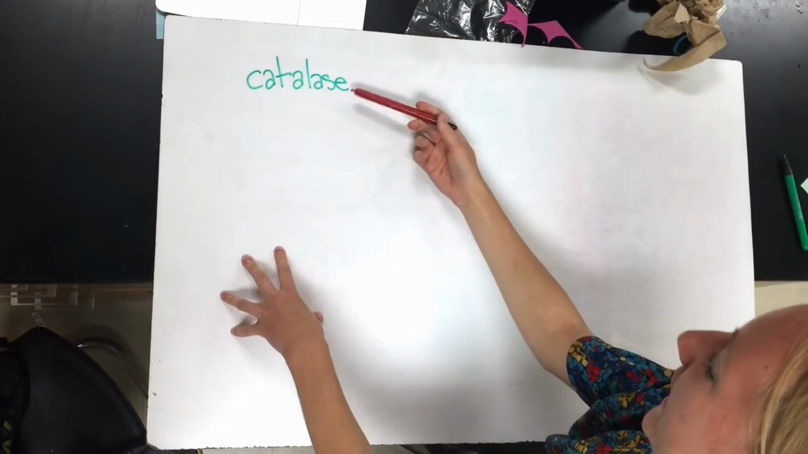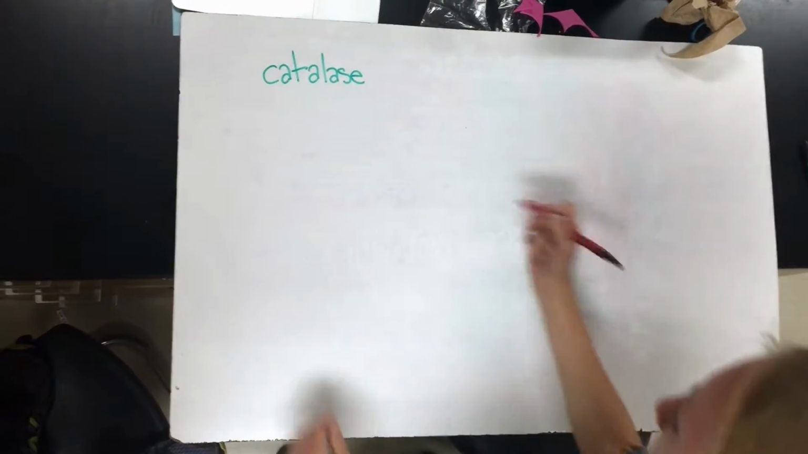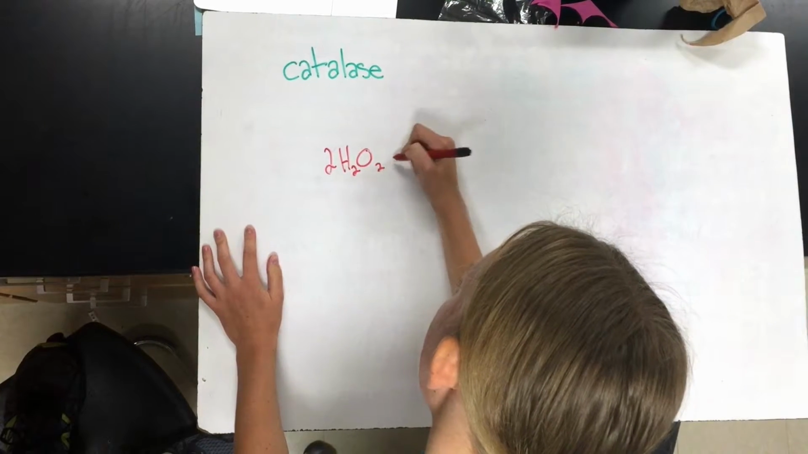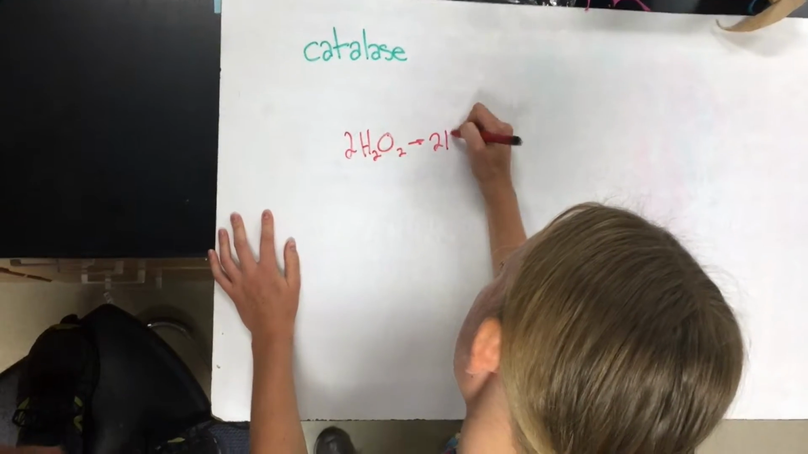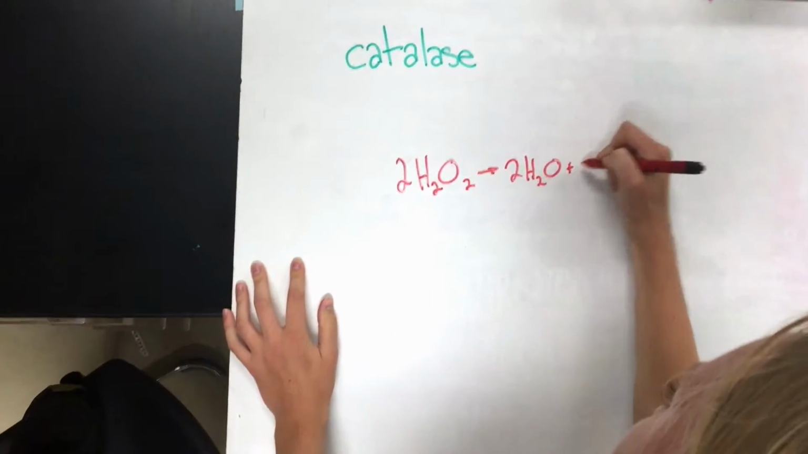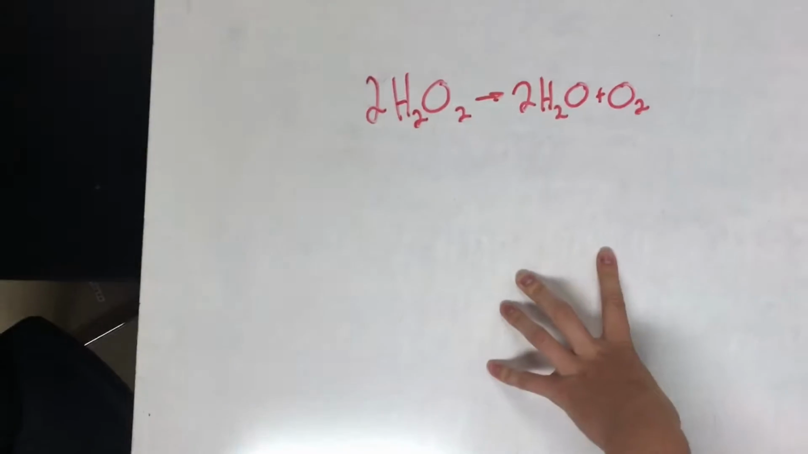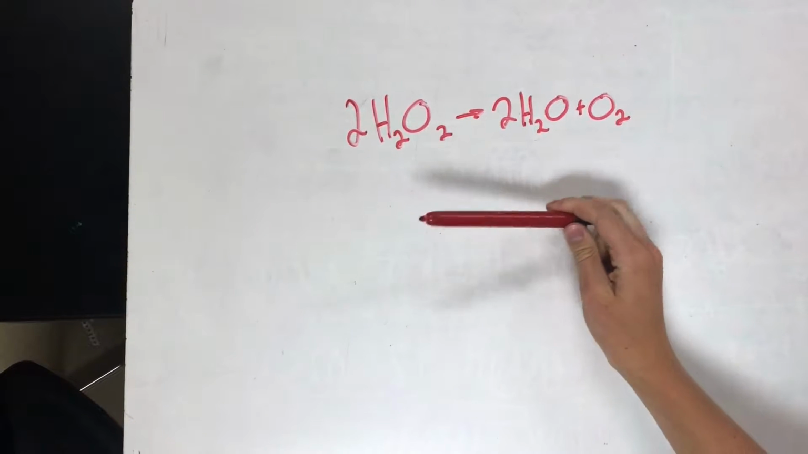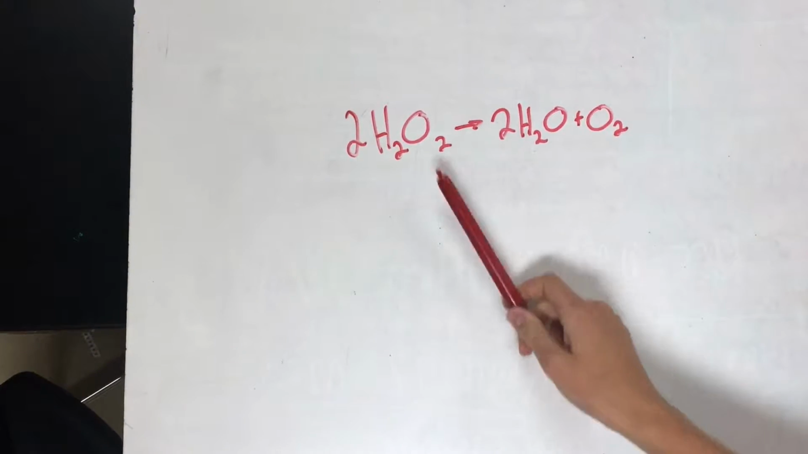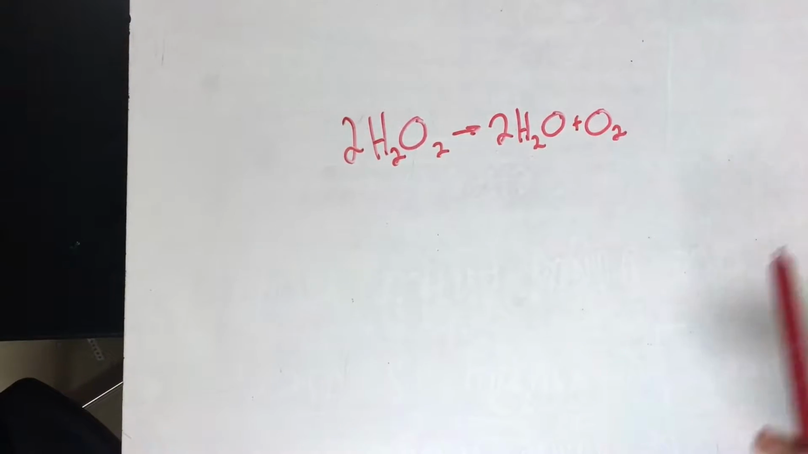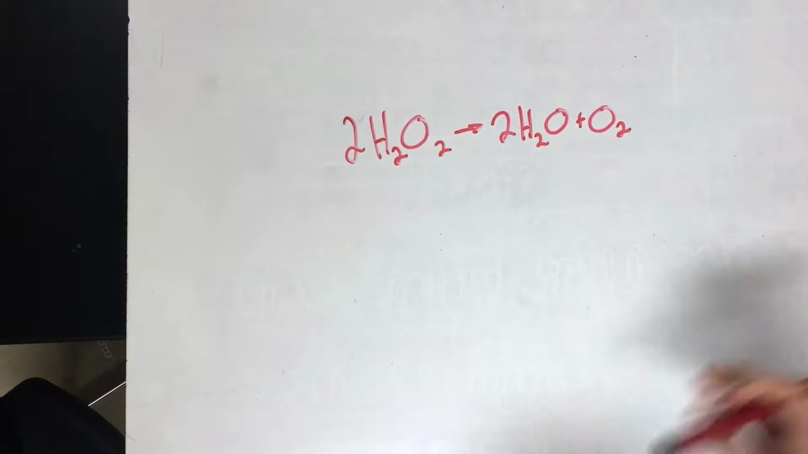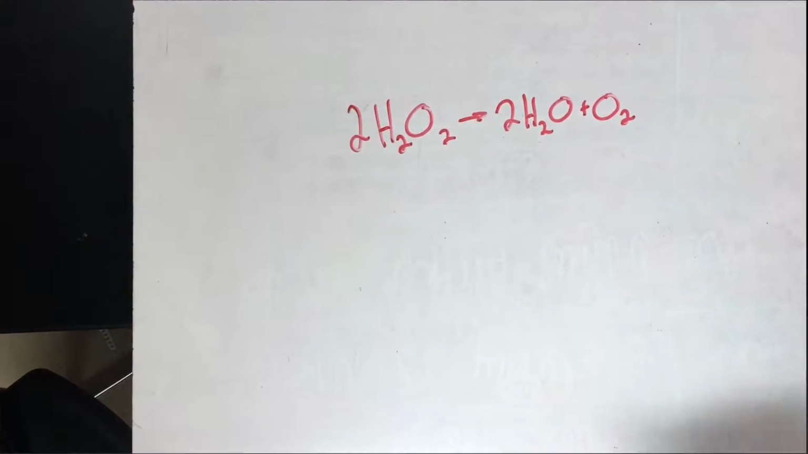Our enzyme is catalase, and the reaction for it is 2H2O2 goes to 2H2O plus O2. This reaction is very important to the body because it breaks down toxic H2O2 into products that are non-toxic to the body. H2O2 is toxic because it's a very strong oxidizing agent, so it kills pretty much everything.